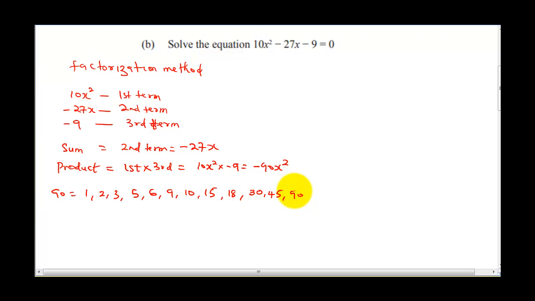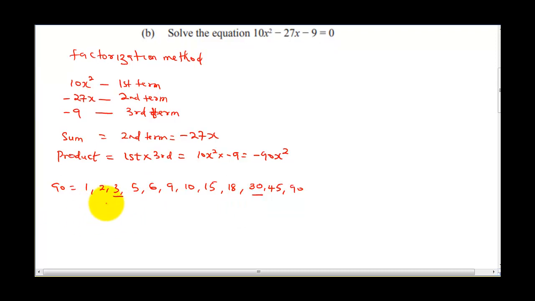Now, I'm going to choose 3 and 30. Notice that when you do 30 minus 3, you get 27, and when you do 3 times 30, you get 90. The next thing I need to bother myself with is the sign. So we are going to choose plus 3x and minus 30x. When you multiply plus 3x times minus 30x, you get minus 90x squared.